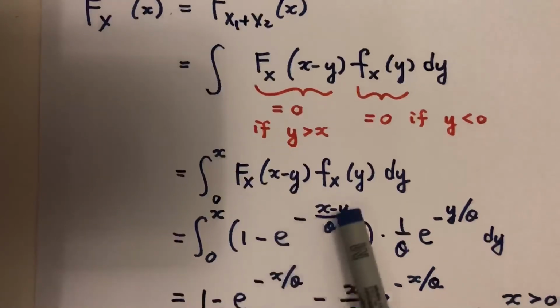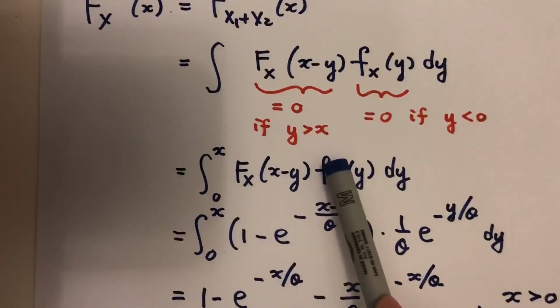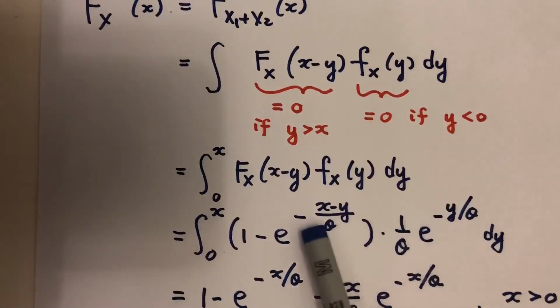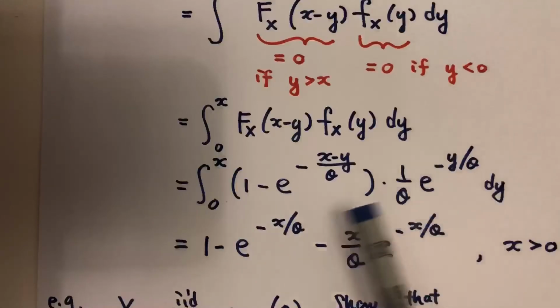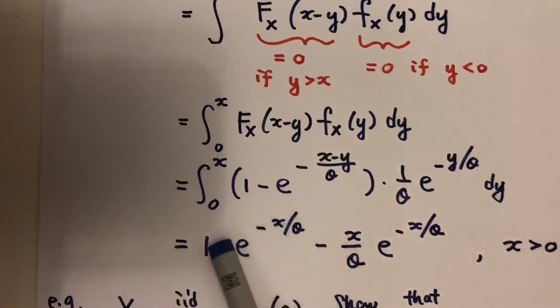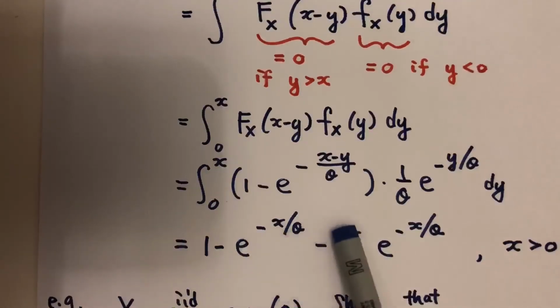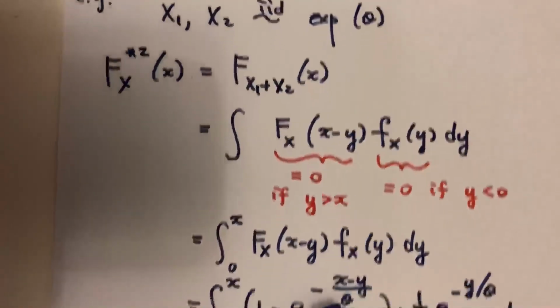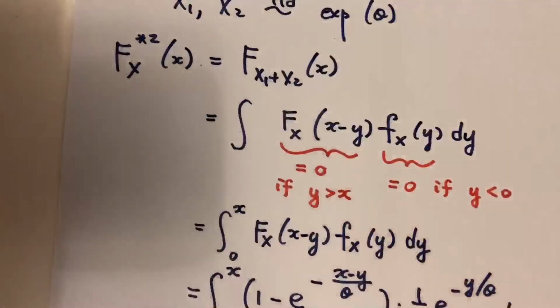Now we replace the CDF of X and also the density of X by the respective formulas, and then the rest is just algebra. We can integrate this easily and obtain this. So this is the CDF of the sum X1 plus X2.